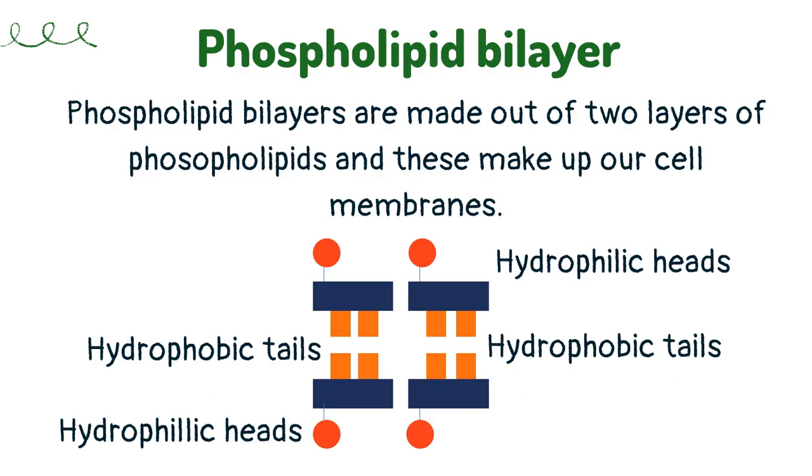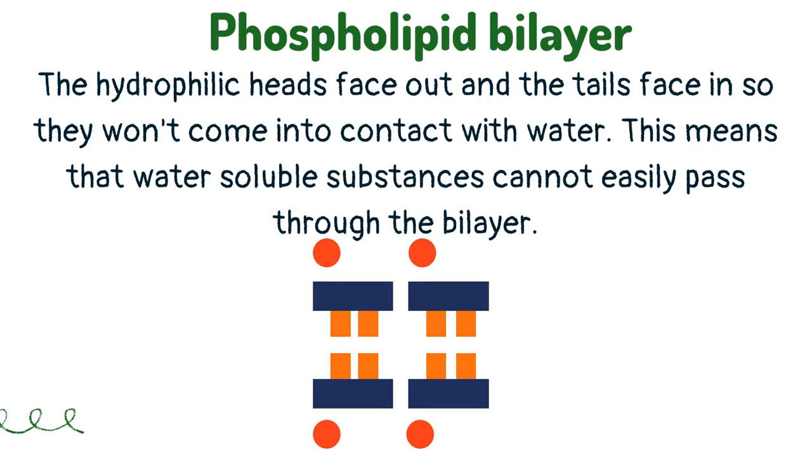Phospholipid bilayers are made out of 2 layers of phospholipids, and these make up our cell membranes. The hydrophilic heads face out and the tails face in, so they won't come into contact with water. This means that water-soluble substances cannot easily pass through the bilayer.